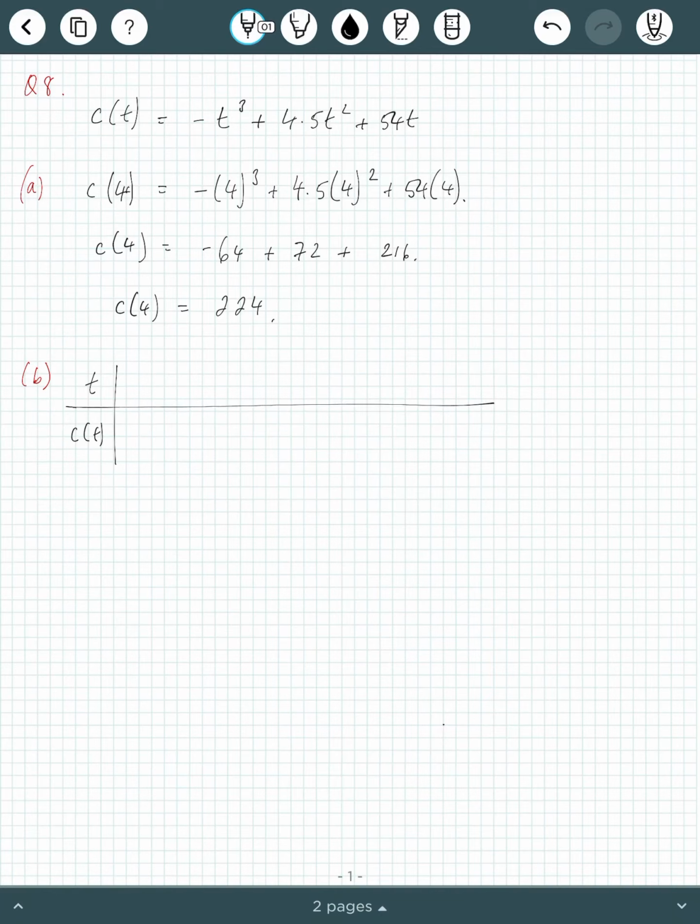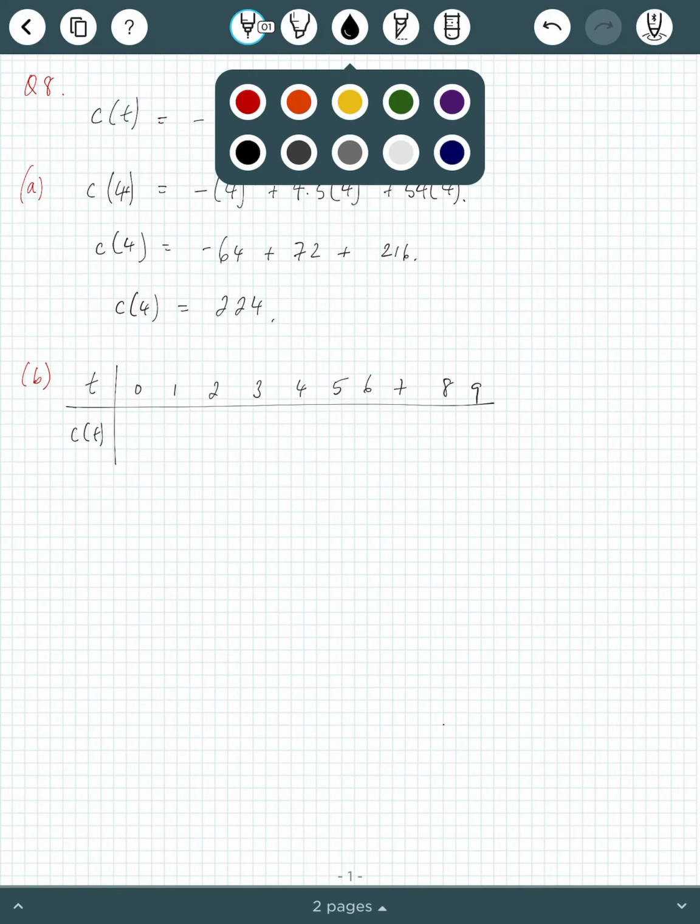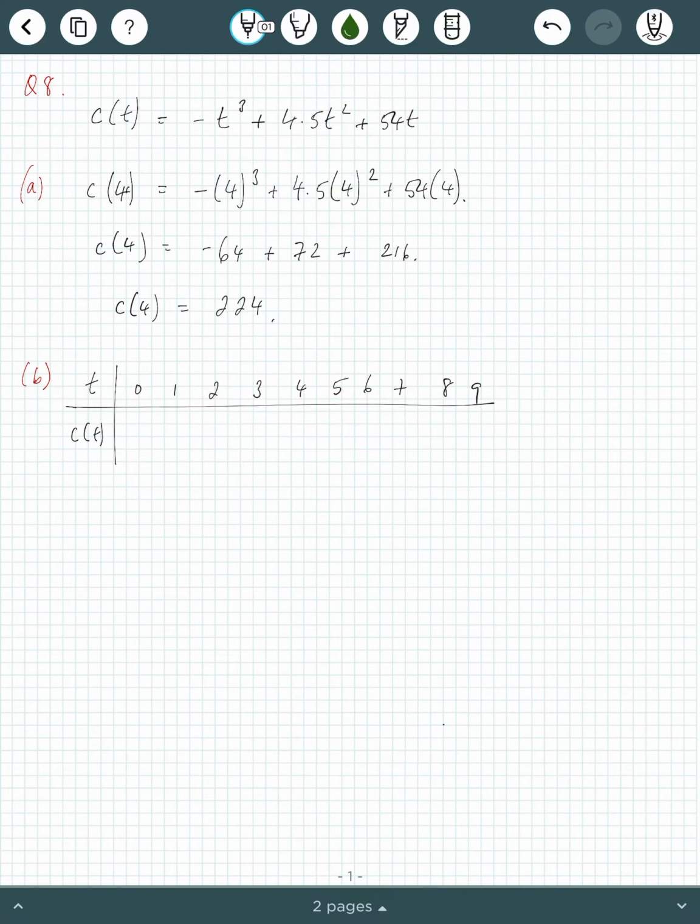So we've got 0, 1, 2, 3, 4, 5, 6, 7, 8, and 9. And then your range, or your output value for each of those input values, should be given back to you from the calculator. I'll just use a different color biro here to show you that these are your outputs. You have 0, 0, which we would know from the start. 57.5, which it gave to us. 118, 175.5.